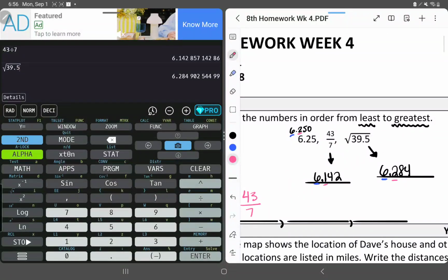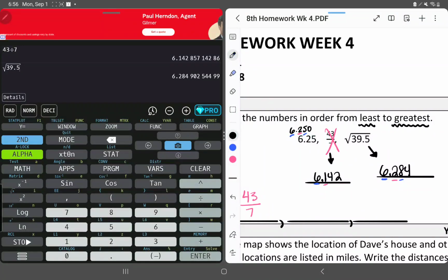Then I'm going to cross that off, and we're going to look at the next smallest. Well, now we have a 2 in the tenths place and a 2 in the tenths place, so I have to look at the hundredths place. This one has a 5, and this one has an 8, so which one is smaller? The one with the 5. So the next one would be 6.25, which leaves us with the last one, which is the square root of 39.5.